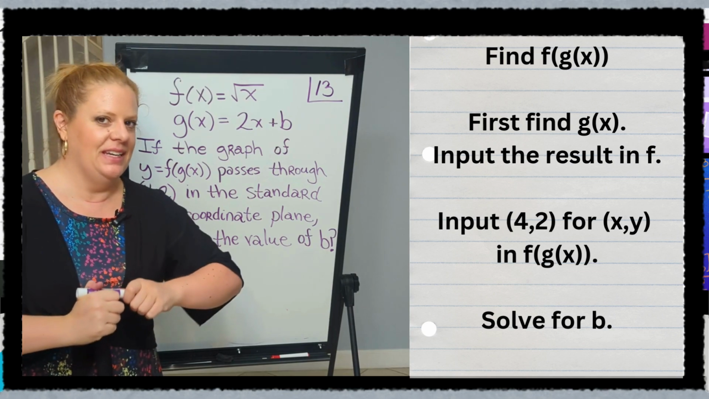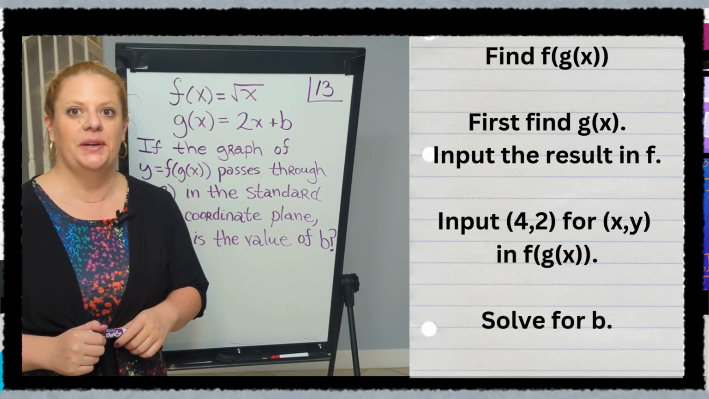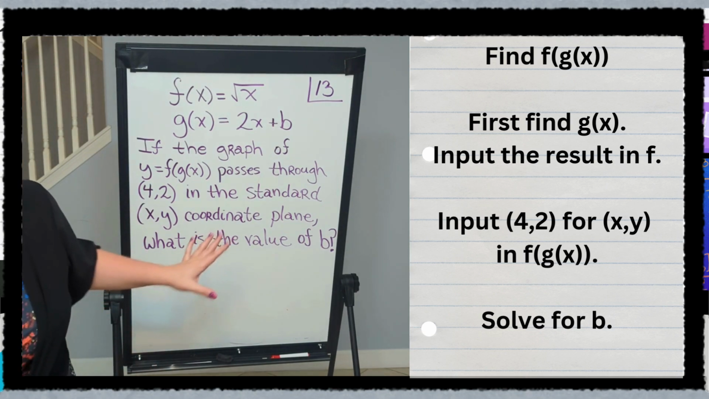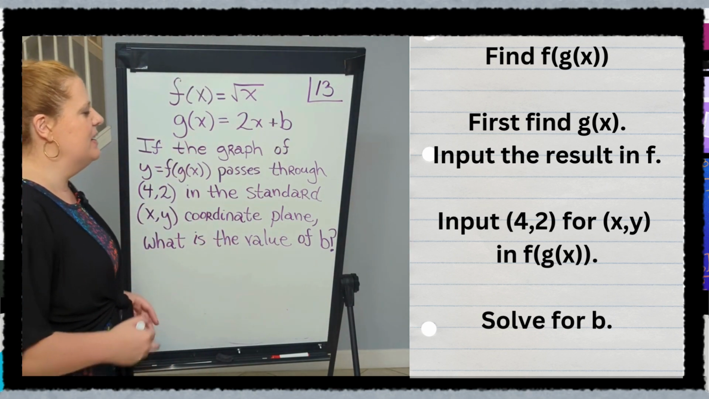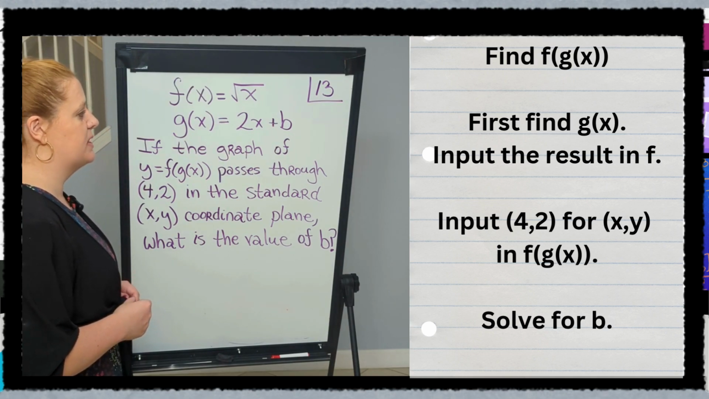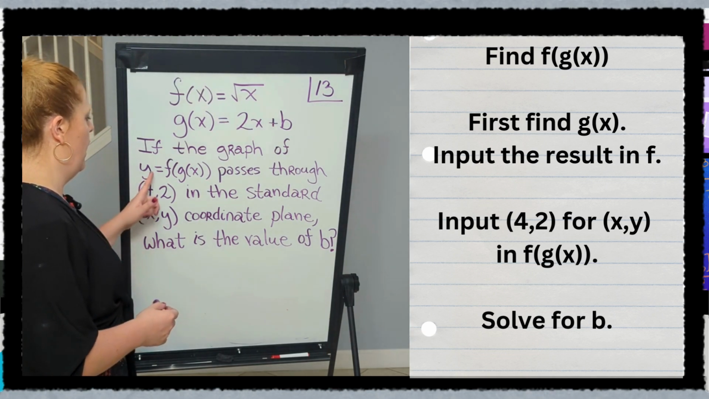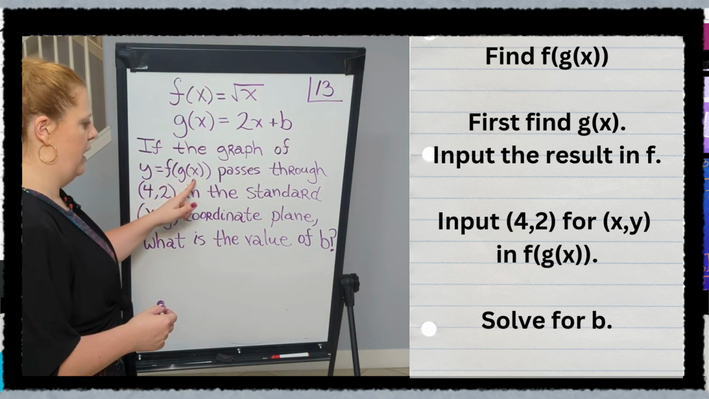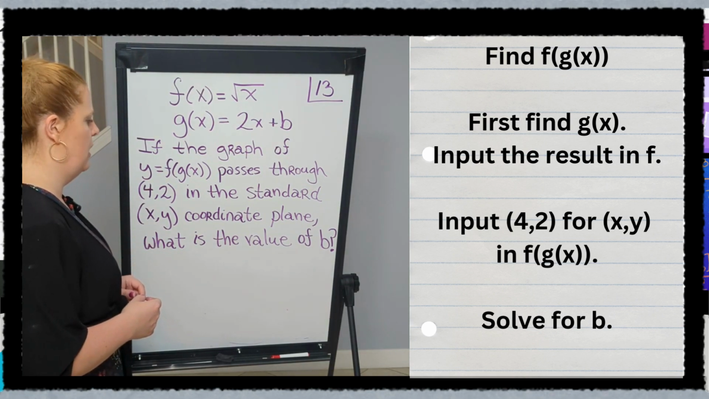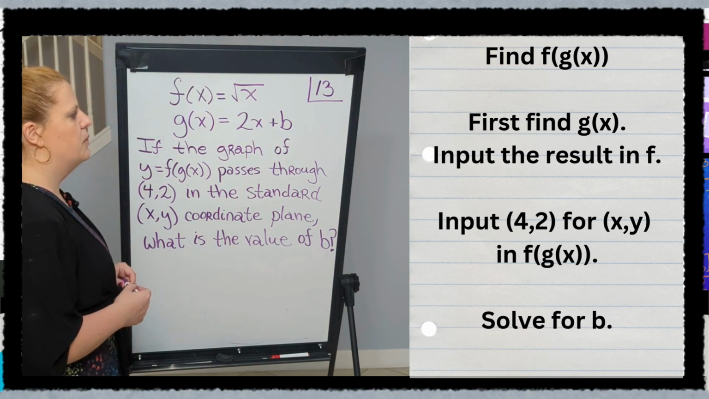Number 13. The last question on these is always a good one. Here's this week's last question. f of x equals the square root of x. g of x equals 2x plus b. If the graph of y equals f of g of x passes through (4, 2) in the standard xy coordinate plane, what is the value of b?